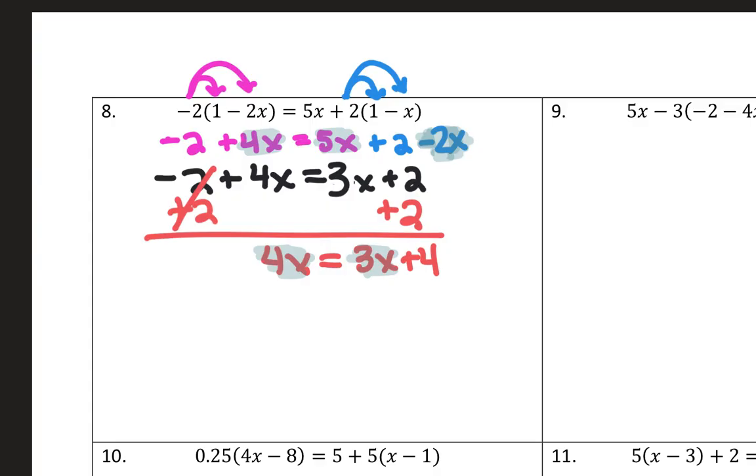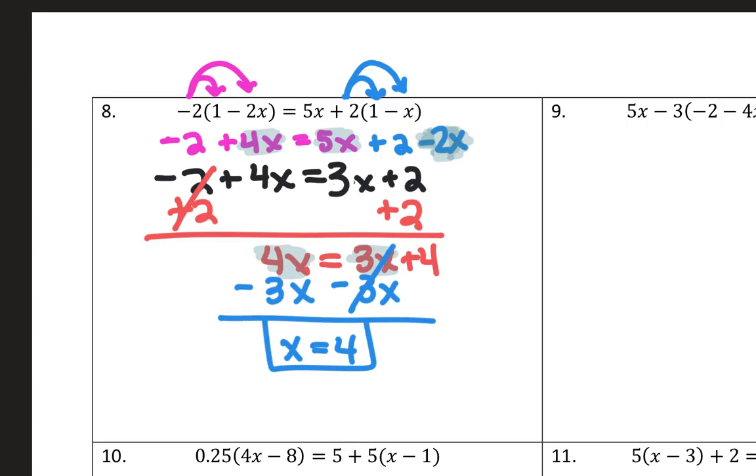We're going to move the 3 over. So what's the opposite of a positive 3? A negative 3. So x equals 4. All right, when you're ready, we'll do the right side.